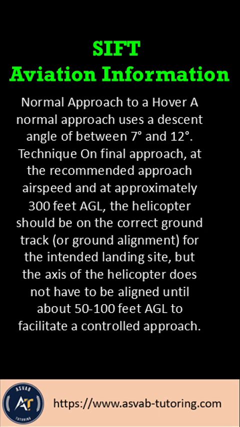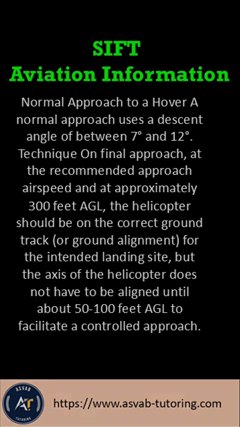Normal approach to a hover. A normal approach uses a descent angle of between 7 degrees and 12 degrees. On final approach, at the recommended approach airspeed and at approximately 300 feet AGL, the helicopter should be on the correct ground track or ground alignment for the intended landing site. But the axis of the helicopter does not have to be aligned until about 50 to 100 feet AGL to facilitate a controlled approach.